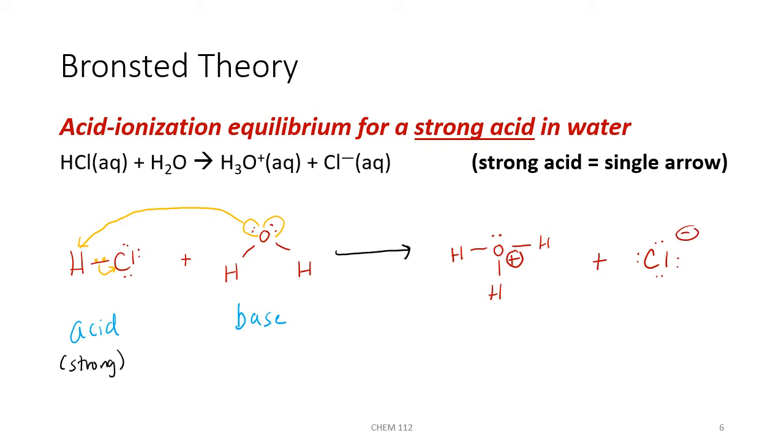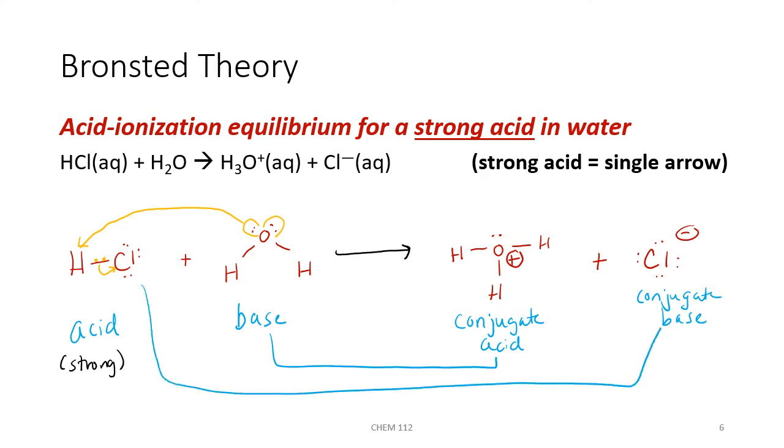So looking at the names of these two species that we formed, our water became hydronium, which would be its conjugate acid, and those two would represent a pair. And the chloride anion would be the conjugate base of our hydrochloric acid. So those two would represent a pair. There's always going to be two acid-base conjugate pairs that you can identify in each ionization equilibrium.